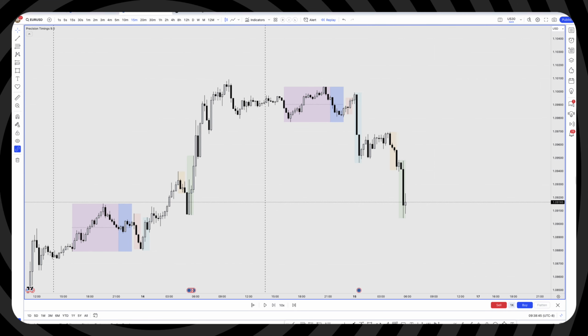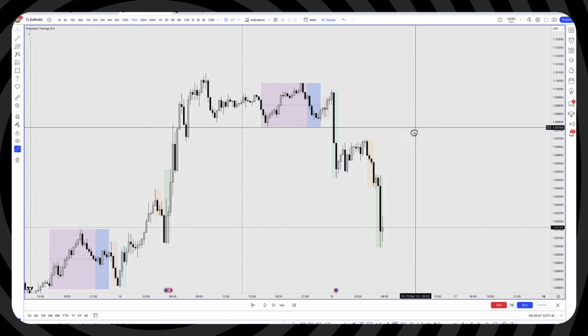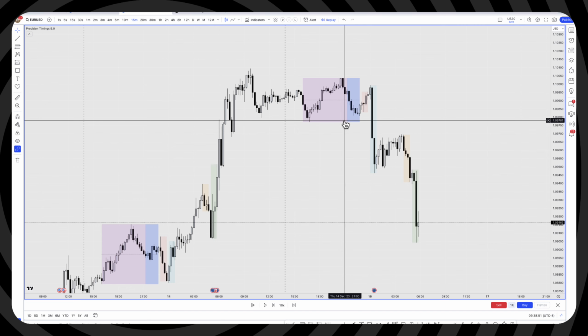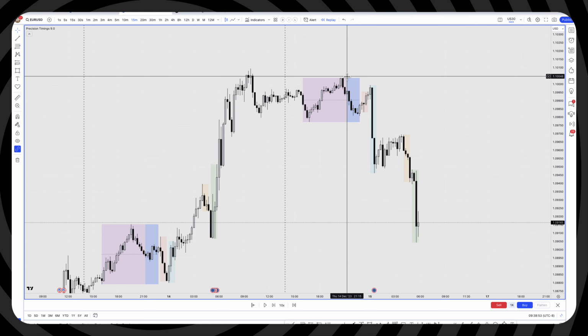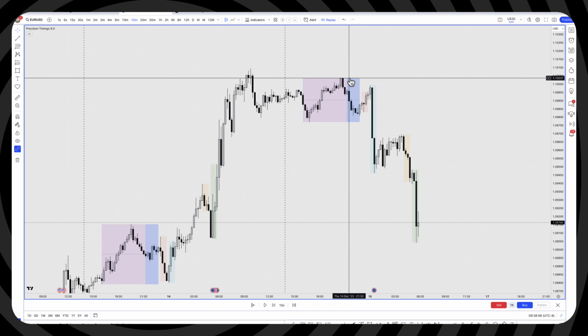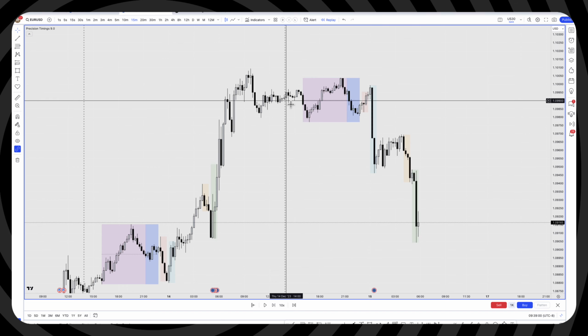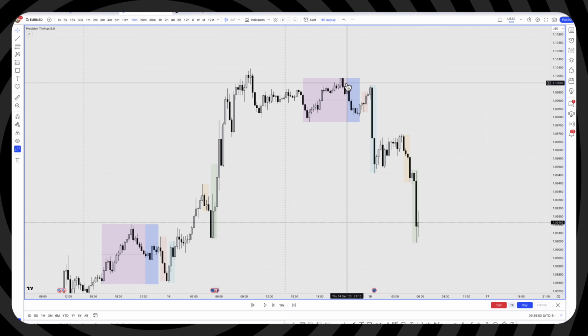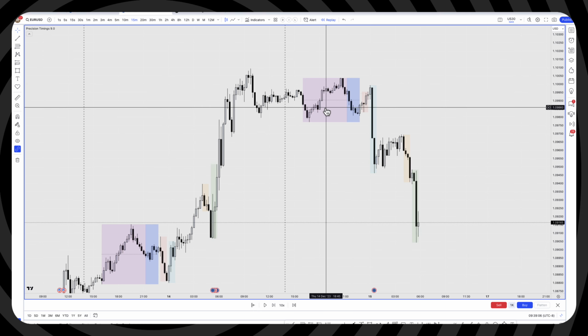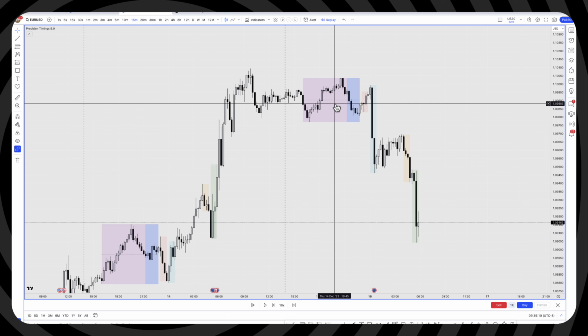So what are all these colored boxes and how does it work? The purple box is Asia. This is the Asian session, Tokyo driving the market. So that's usually where liquidity gets built. If Asia fails to build liquidity, then London will build liquidity and New York will use it as liquidity.